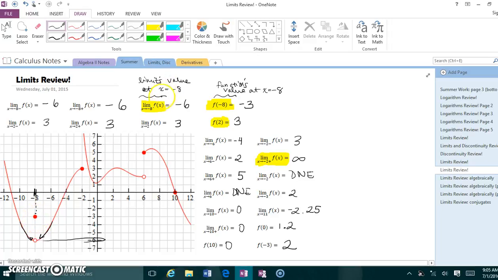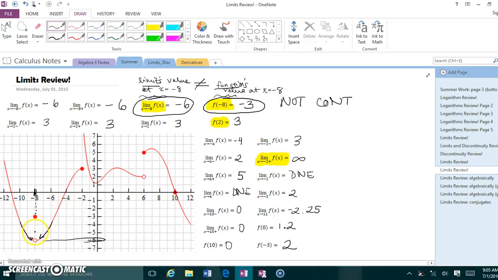So one thing that we're going to be emphasizing the first week of school is that this is the limit's value. So it's the limit as you approach negative 8. This is the function's value because it's f of negative 8. Since the limit's value and the function's value do not equal each other, that means it's not continuous. Not continuous. So anytime the limit's value doesn't equal the function's value, the function will not be continuous.